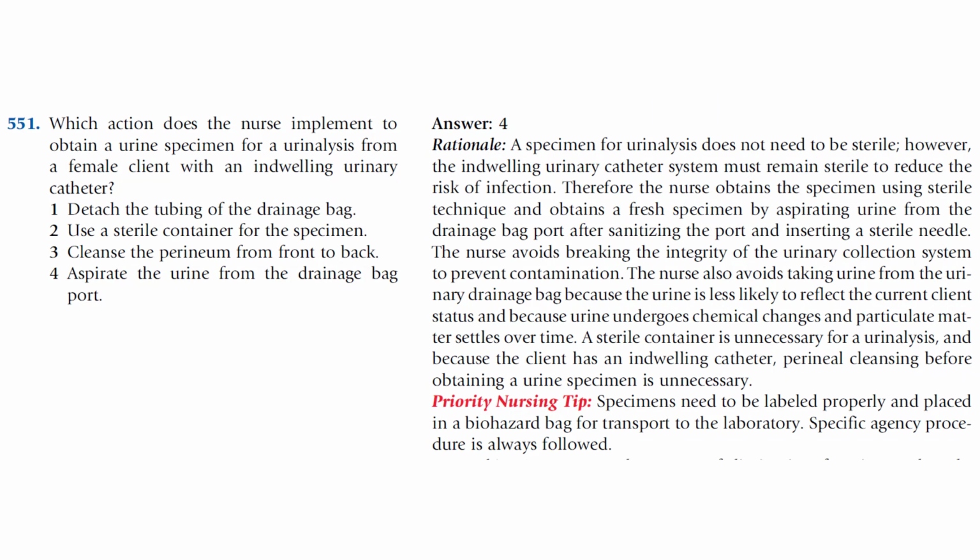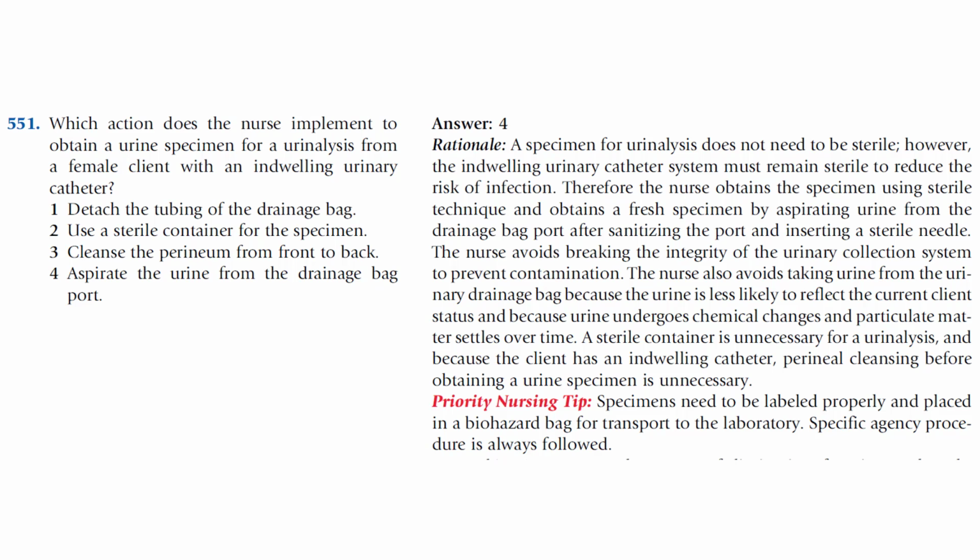551. Which action does the nurse implement to obtain a urine specimen for a urinalysis from a female client with an indwelling urinary catheter? 1. Detach the tubing of the drainage bag. 2. Use a sterile container for the specimen. 3. Cleanse the perineum from front to back. 4. Aspirate the urine from the drainage bag port.